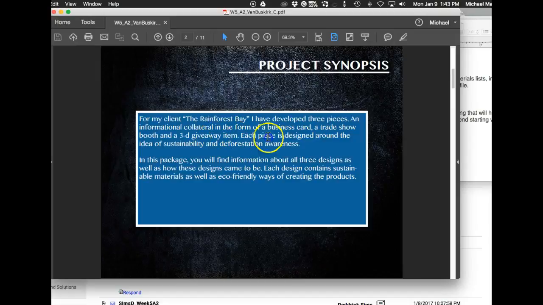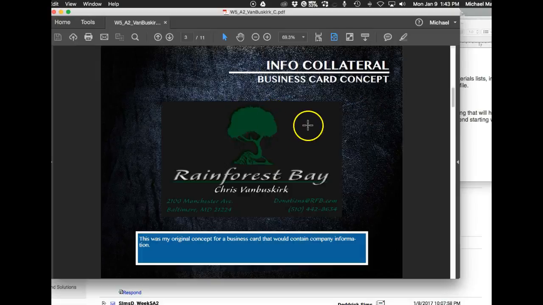The only thing you've said about sustainability is that each piece is designed around the idea of sustainability and deforestation awareness. You haven't really gotten into the point that your client requires sustainable deliverables for this. So back on week one, if you remember, I kept describing that this project is just as much about sustainability and proving your sustainability and showing that you know how to choose and present sustainable materials as it is important to show the presentation itself.